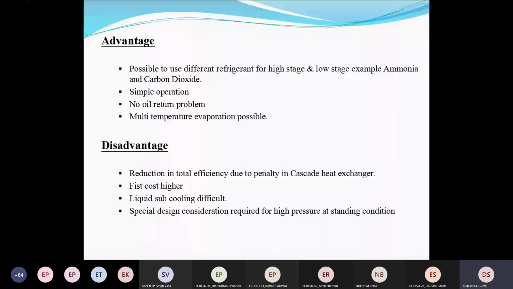No oil return problem. Both systems are independent, so there is no problem with oil return. Many times in a multi-stage compressor system, oil return is a problem. There are two compressors, both are pumping the oil, and it is mixing from the first stage to the second stage also.